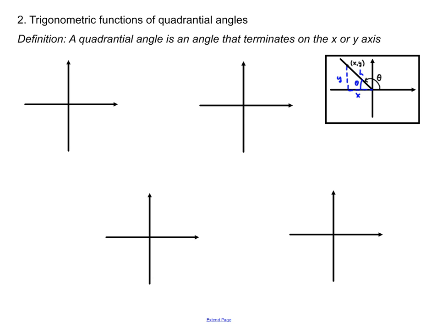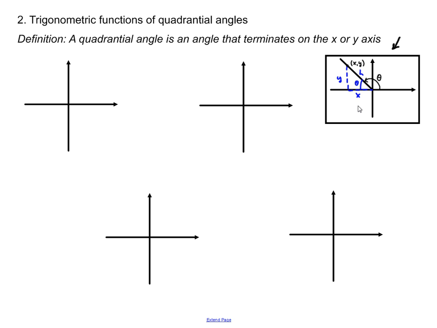So now let's continue our discussion with this idea of something called quadrantial angles. Quadrantial angles are defined as angles that terminate on the x or y axis. Now keep in mind this definition that we talked about in the last video, which was that if we have an angle in the plane, we can define it in terms of the x and y coordinate and a hypotenuse equal to the square root of the sum of the squares of the x and y values.